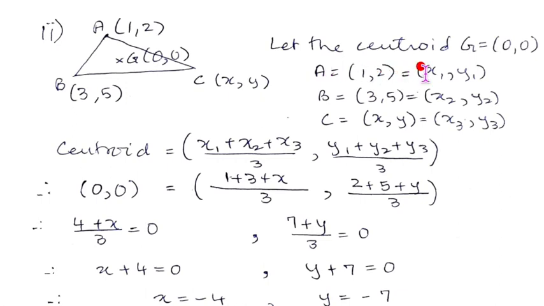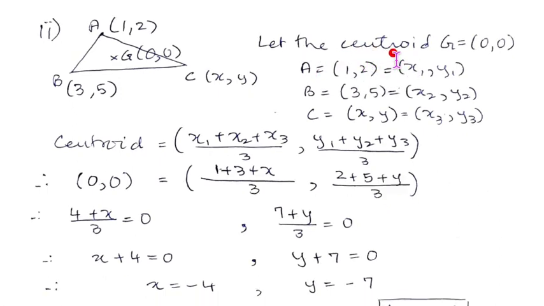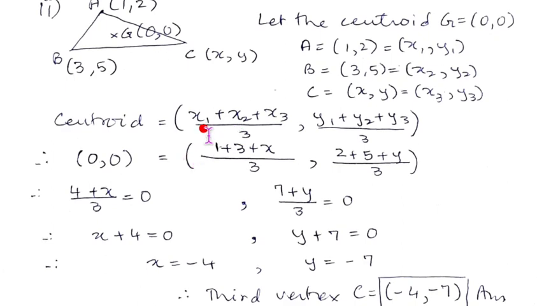And here I'm writing the statement. Here the statement is written: centroid G equal to (0, 0). A is this, (x1, y1). B is this, (x2, y2). C is this, (x3, y3). And we can directly use the centroid formula, that is (x1 plus x2 plus x3) upon 3, (y1 plus y2 plus y3) upon 3. Substitute like this.